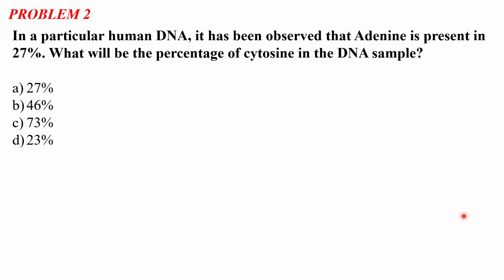Read the question carefully, try to solve it, and let me know in the chat box which one will be the correct answer. I will repeat: in a particular human DNA, it has been observed that adenine is present in 27%. So, what will be the percentage of cytosine in that DNA sample? Your options are A, 27%; B, 46%; C, 73%; and D, 23%. Take some time, but I want all of you to answer this question in the chat box.